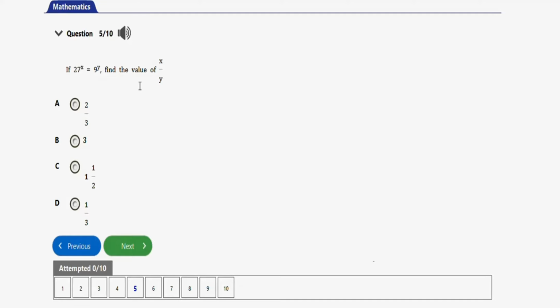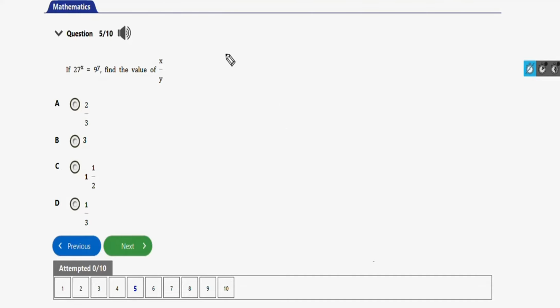Okay, very important. So having known that, let's proceed to solve this question 5. It says if 27 to the power x equals 9 to the power y, find the value of x over y. So guys, this question is actually very easy. You don't need the calculator to solve this question. Let me show you. It's just simple logic.